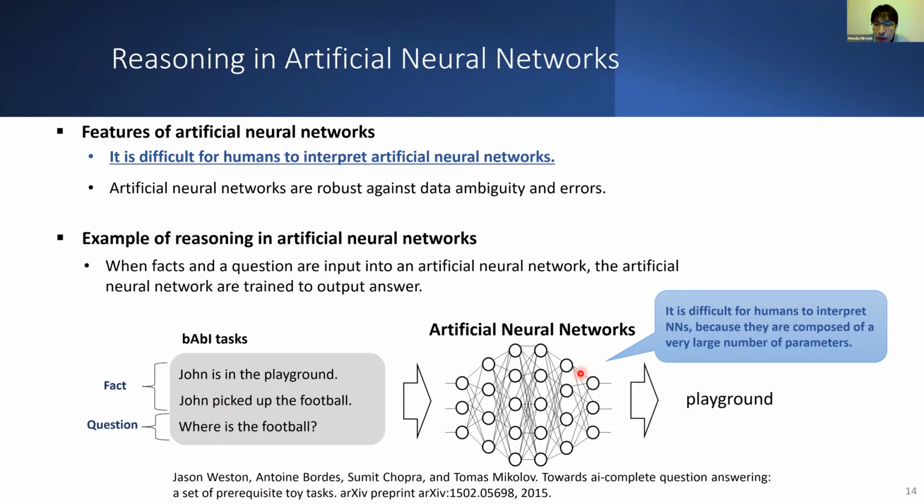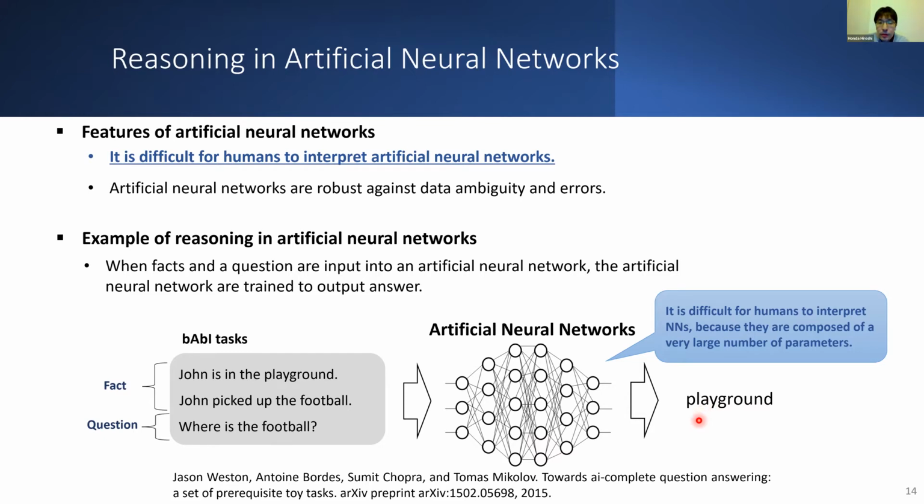This is an example of reasoning in artificial neural networks. When facts and questions are input into an artificial neural network, the network is trained to output the answer. Here, John is in the playground and John picked up the football are facts. Where is the football is a question. Playground is the answer to the question that is reasoned from these facts.